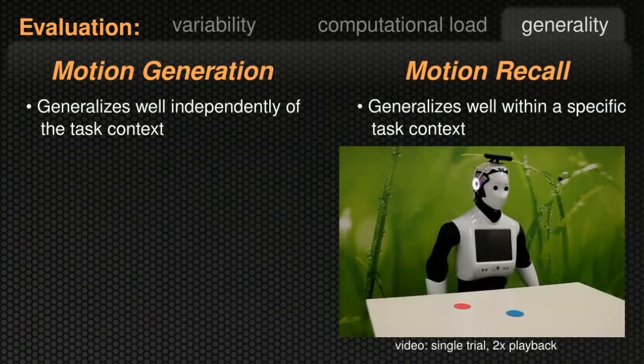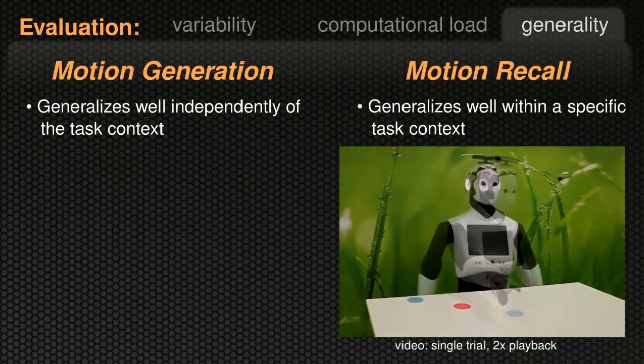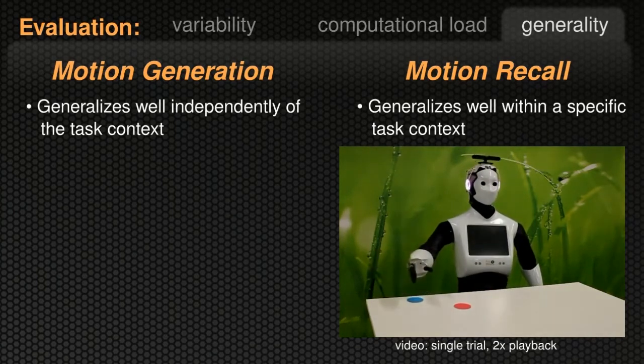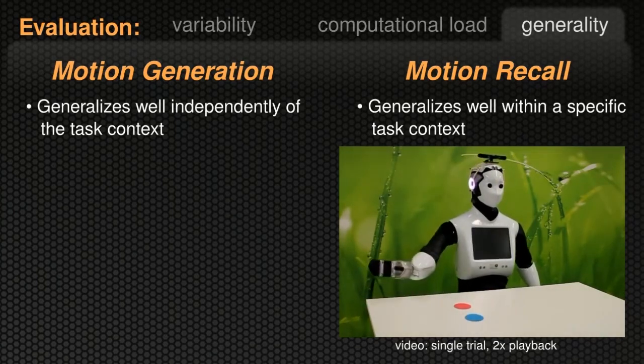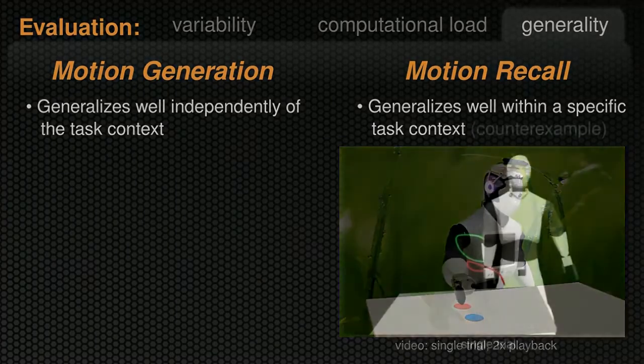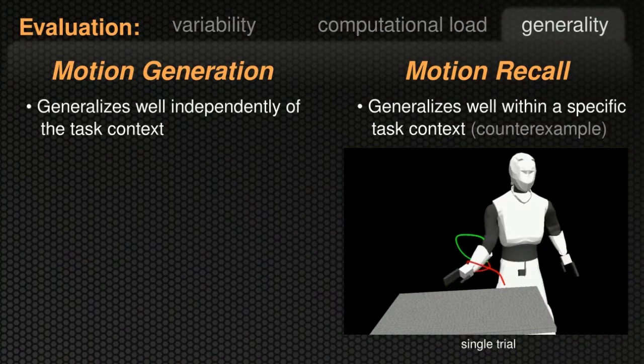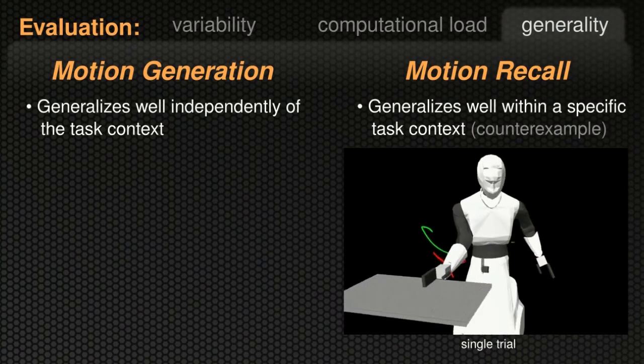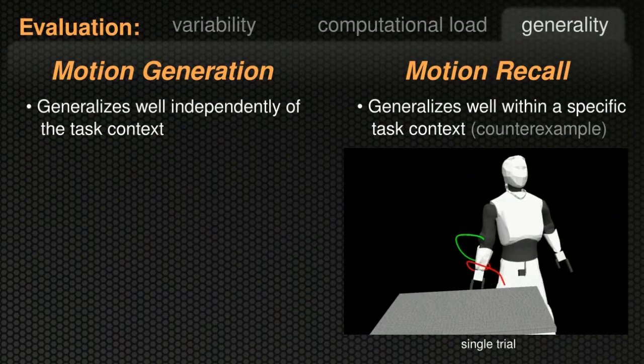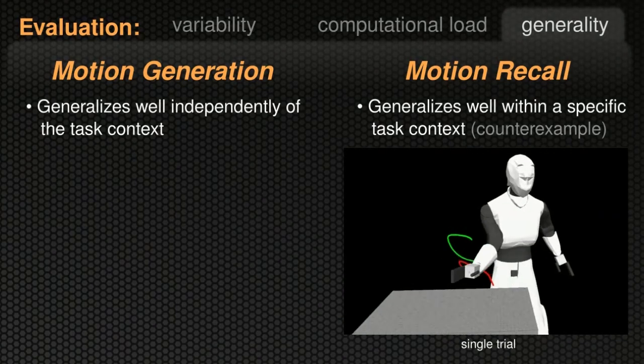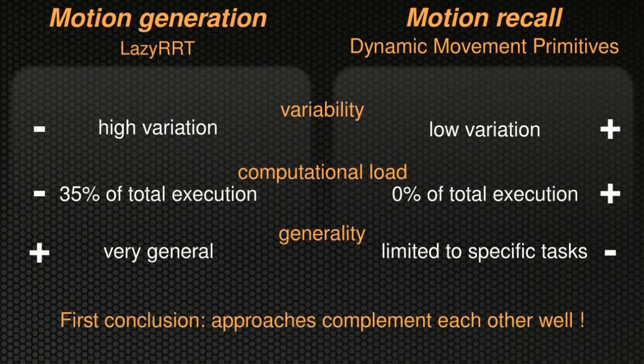as well. Dynamic movement primitives also generalize within a specific task context, such as reaching for different goals on a table. For this task, however, the primitive fails to generalize to a lower table, as it produces an awkward-looking motion and causes self-collision.